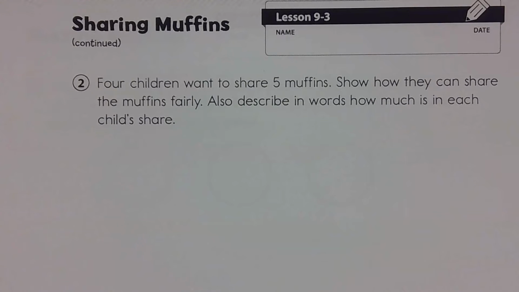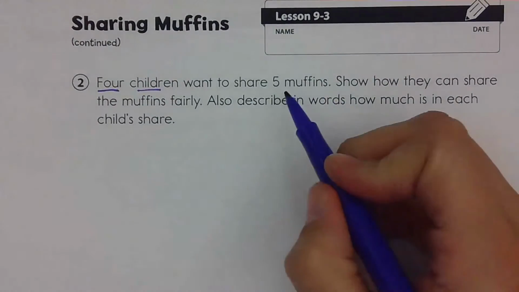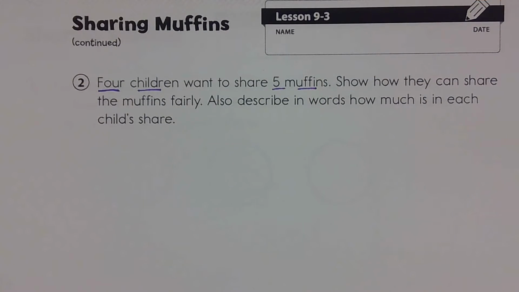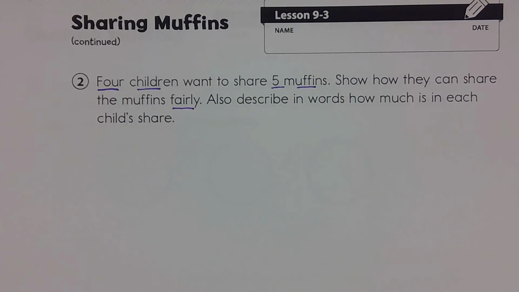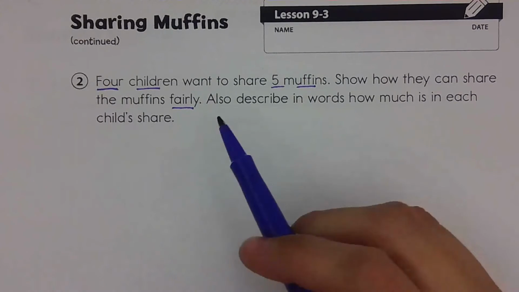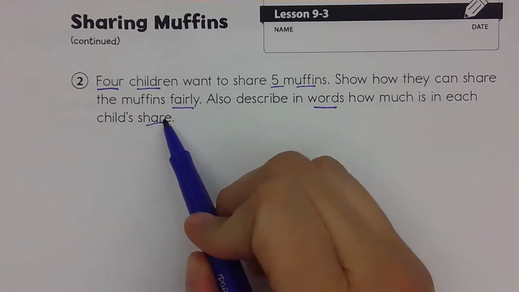So I am going to draw a line under the most important information and make sure that I have included that in my picture. And then we're going to talk about what words we can put with the pictures as well. So we know that 4 children want to share 5 muffins. Show how they can share the muffins fairly. Fairly is another synonym that you could use along with equally. Equally and fairly mean about the same thing. It says also describe in words how much is in each child's share.